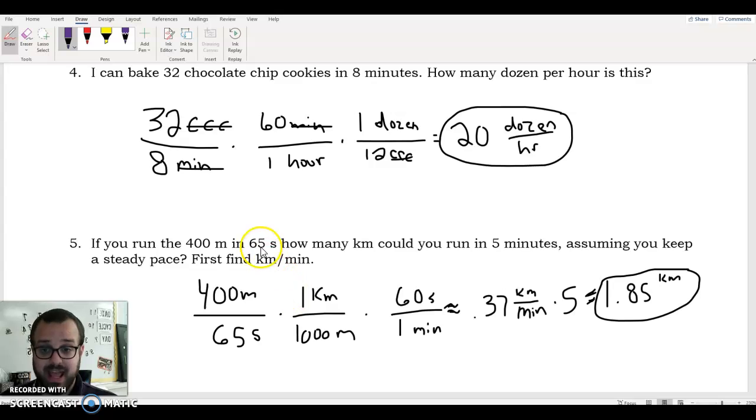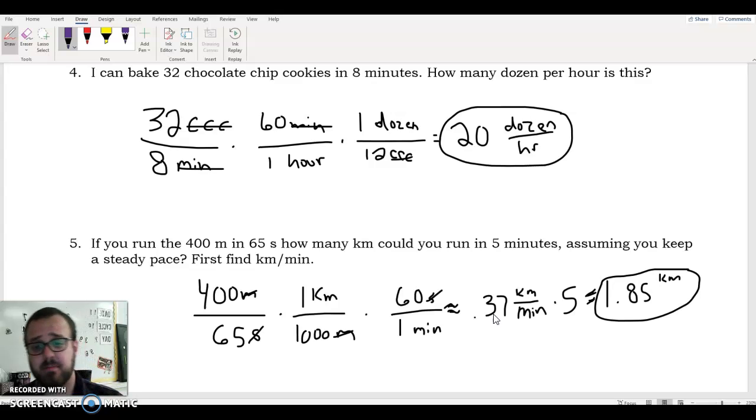For the second one, I went ahead and converted this into kilometers per minute. So 400 meters in 65 seconds times 1 kilometer over 1,000 meters, and then times 60 seconds over a minute. Seconds will cancel. Meters will cancel. And I'm going to get kilometers per minute. And I got about 0.37 kilometers in a minute, all right?